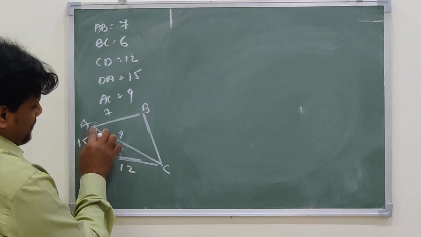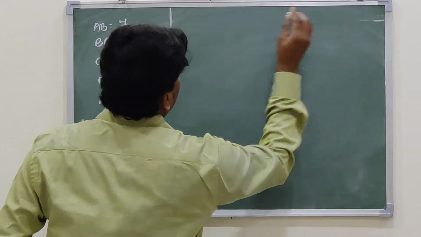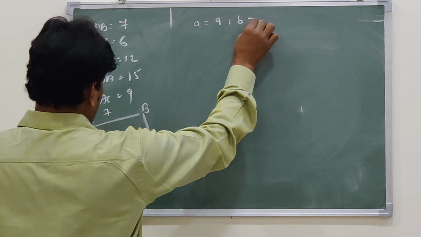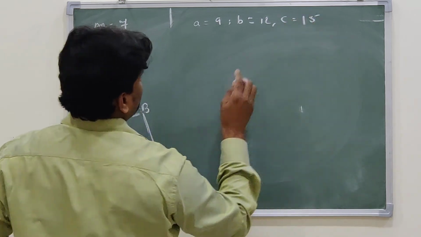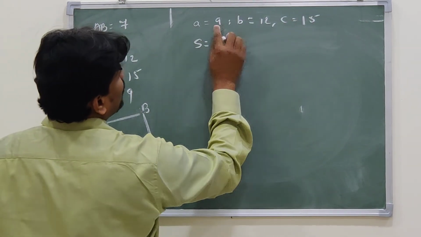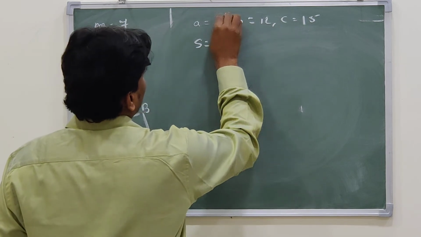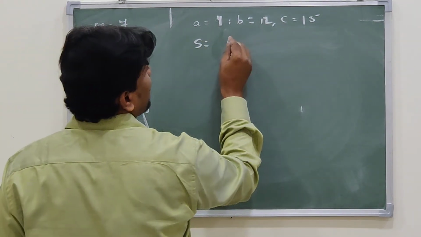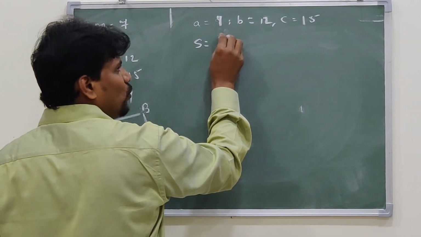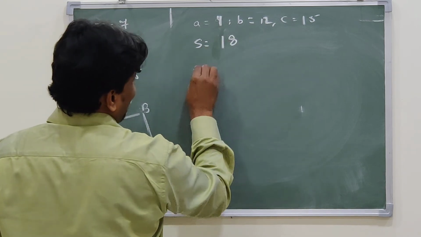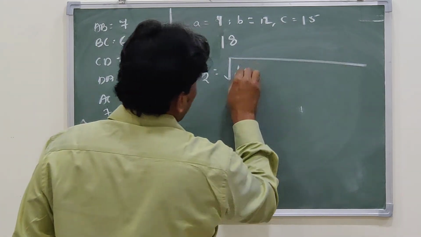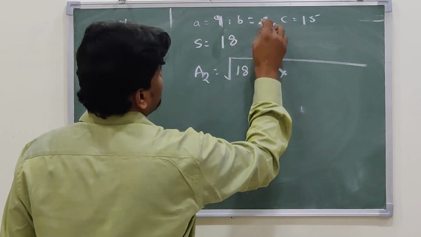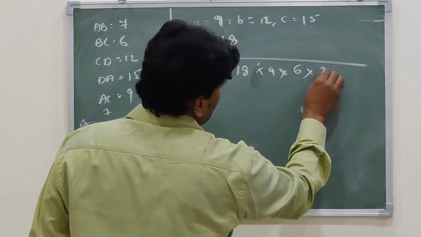Now the triangle is this one, the name is ACD. So the sides of triangle ACD are, let's say A equals 9, B equals 12, and C equals 15. So S will be equal to A plus B plus C by 2: 9, 12 and 15. So 15 plus 12 make 27, 27 and 9 make 36, 36 by 2 is 18. Area will be A2 this time, and you will write S minus A, which is 18 minus 9, that is 9, 18 minus 12, that is 6, 18 minus 15, that is 3.